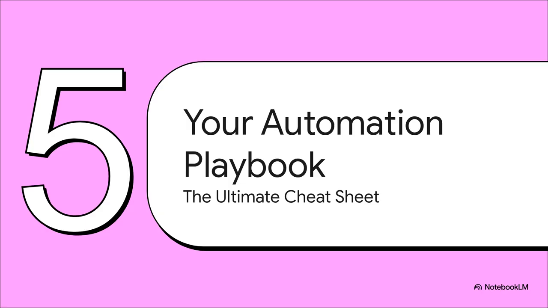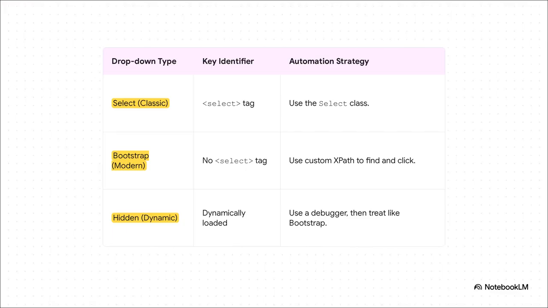Okay, we have dissected all three species. Now let's bring it all together into a simple, actionable playbook that you can use every single time you run into a dropdown. This is your cheat sheet. The next time you see a dropdown, just inspect it. Does it have a select tag? Awesome. Use the select class. No select tag? Okay, it's a Bootstrap one, so you'll use that manual click and find method. And if the options disappear when you try to inspect them, you know the drill. Use a debugger to freeze the page and then treat it like a Bootstrap dropdown.